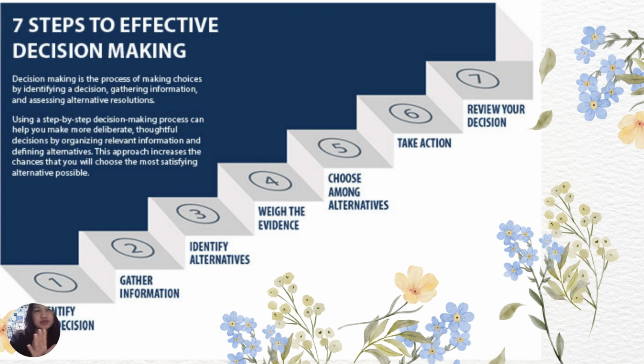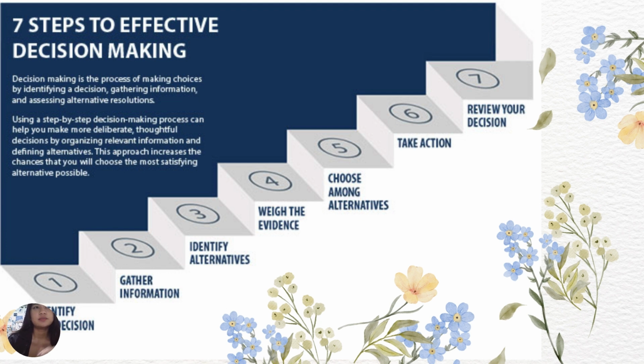Number five is to choose among those alternatives. Like I said earlier, you identify the alternatives, but in step five you have to choose among them. Six is to take action, which means taking action on the alternative you chose. And lastly, number seven is to review your decision. That is the final step, to review your decision after those steps.